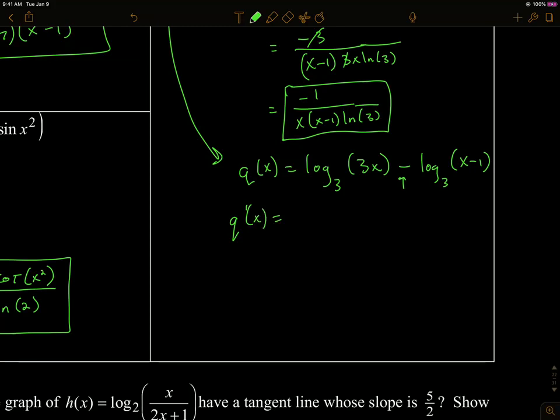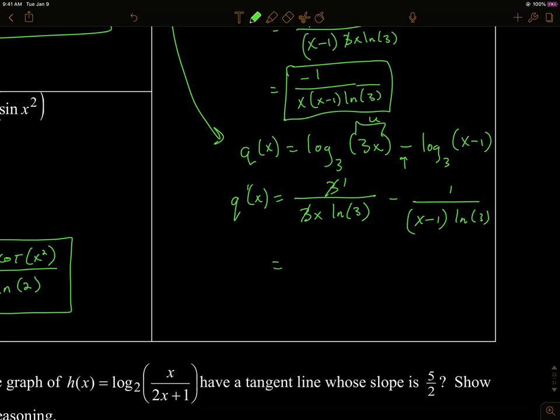So here I can say this derivative is going to be, the u is 3x, right? So 3x times the natural log of 3. And the derivative of 3x is just 3. These will cancel. Minus, over here, I've got x minus 1 times the natural log of 3 again. And the derivative of x minus 1 is just 1. So then I've got 1 over x ln of 3 minus 1 over x minus 1 of ln of 3.